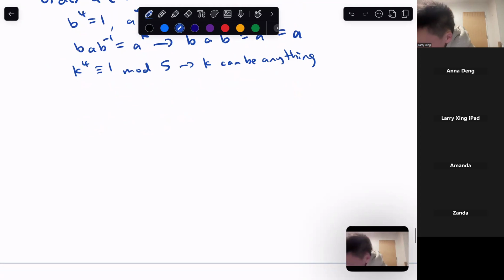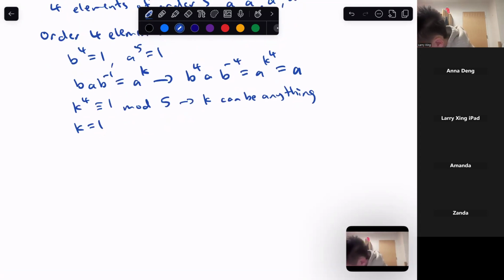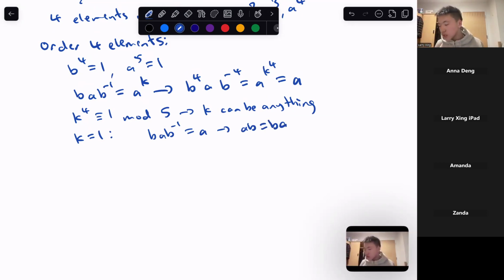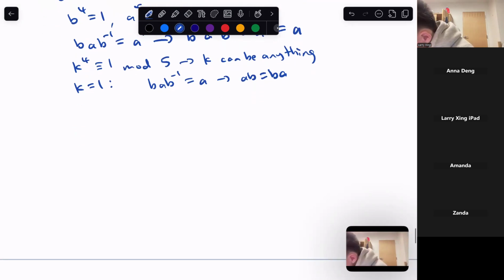Okay, so let's try k equals 1. K equals 1, we get b to the negative 1 equals a. So that means ab equals ba, which means our multiplication must be commutative. So that means that this essentially becomes Z4 cross Z5, which again, by Chinese remainder theorem, we get Z20.